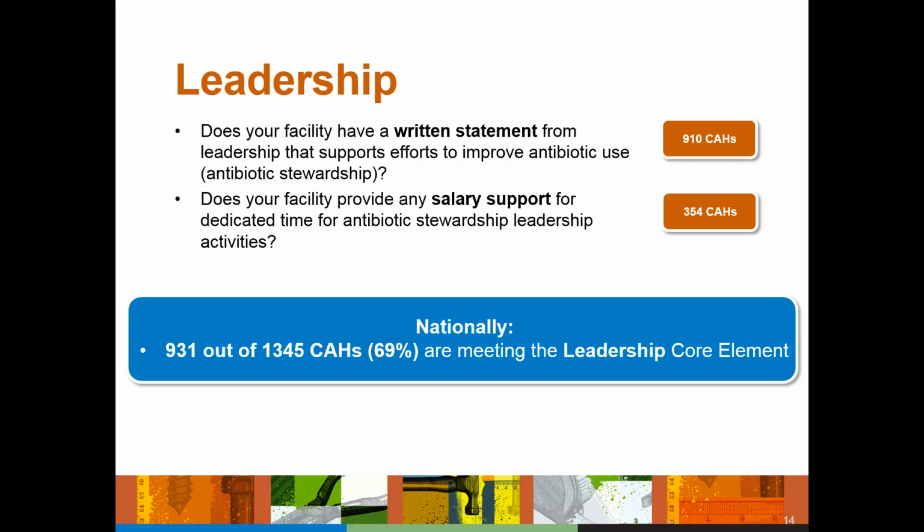About 1,000 critical access hospitals either didn't do the survey, or of those that did are not allocating salary support for the work. And arguably it's going to be pretty hard to make dramatic improvements in antibiotic stewardship if you don't have dedicated time and resources for the project.